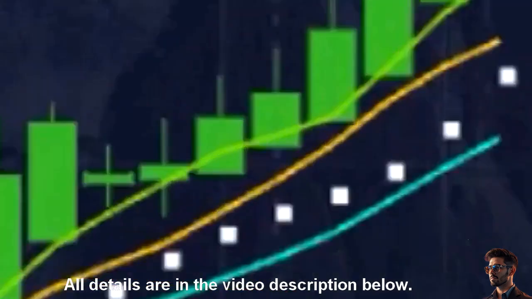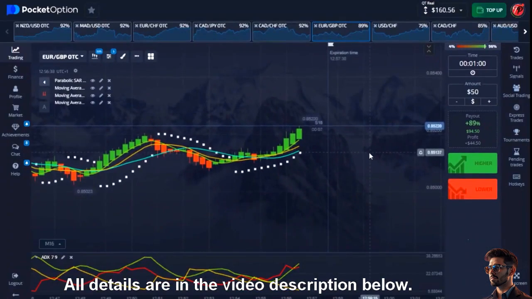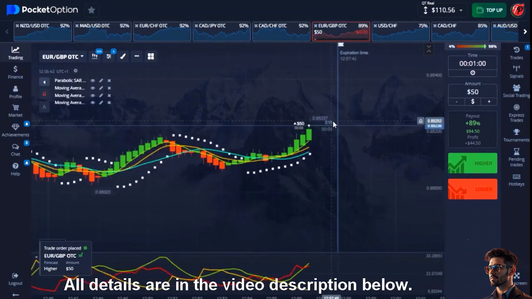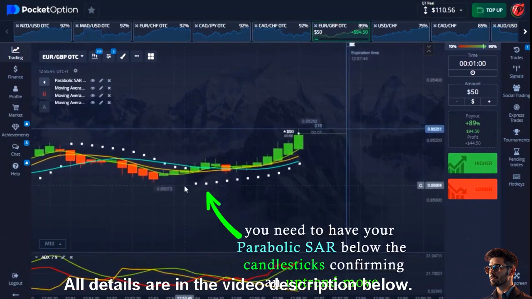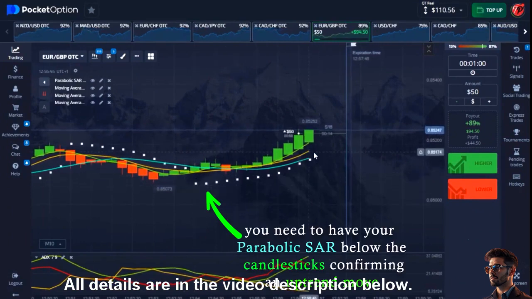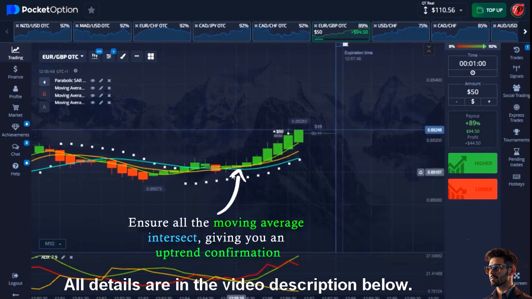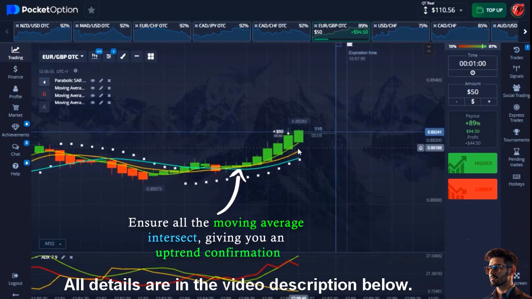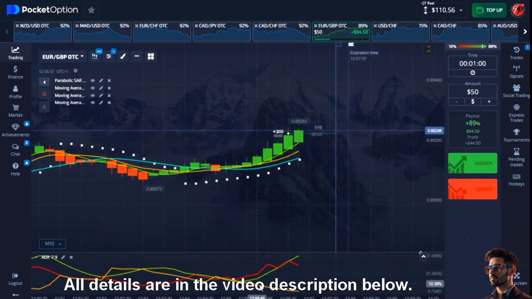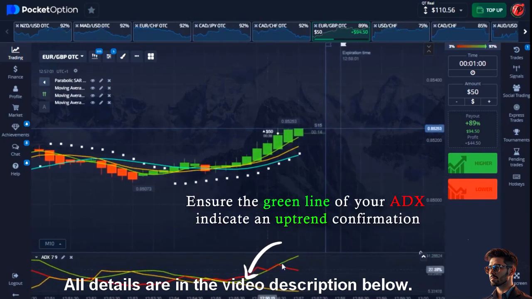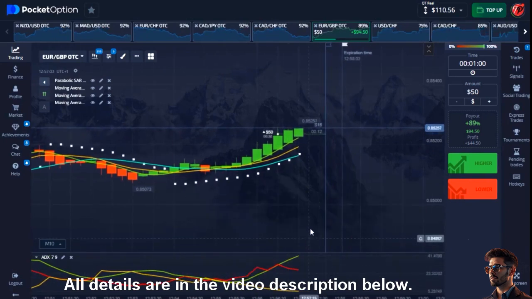I'll be analyzing again. Okay, guys, I'm finding another good moment for an up trade. I'm going to enter this trade real quick. As you can see right there, our parabolic SAR is giving us a very strong uptrend. The same thing applies with our moving average. The trend lines actually intersect here, and as you can see right there, it's giving us a very strong uptrend. When it comes to our ADX, you see that the ADX line is the only one giving us a very strong uptrend confirmation. All right.